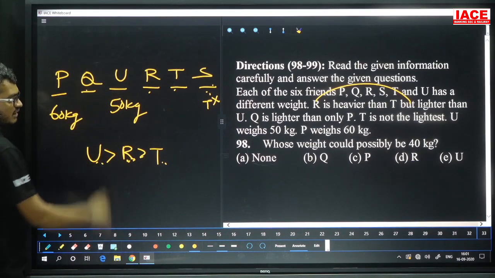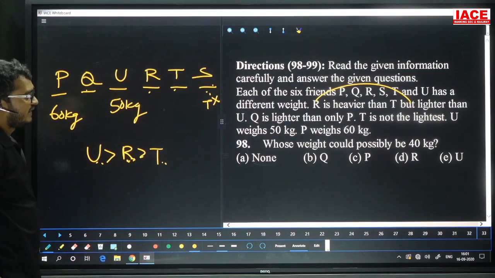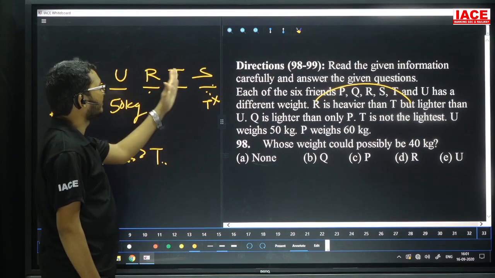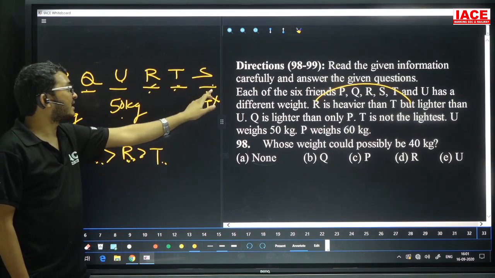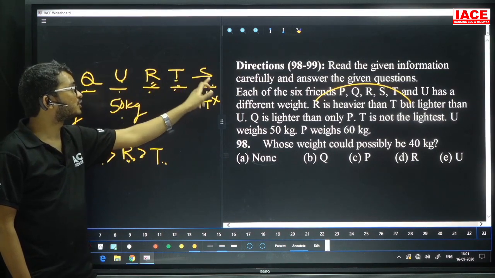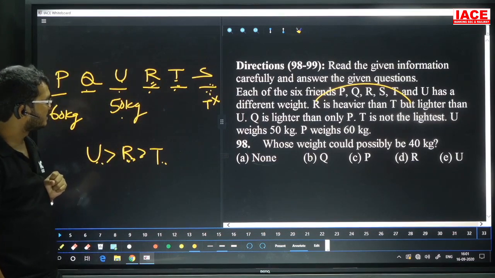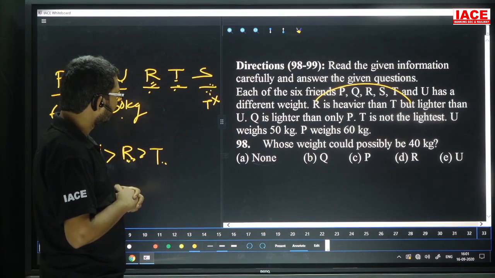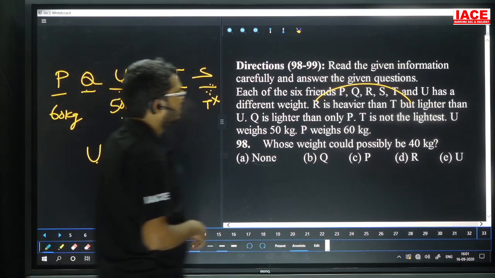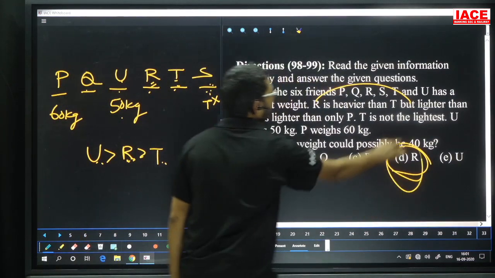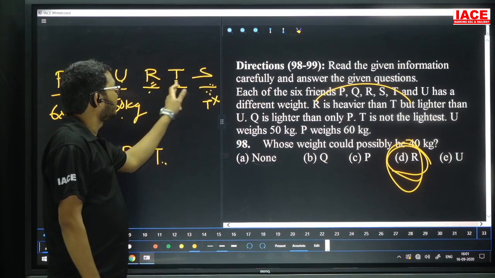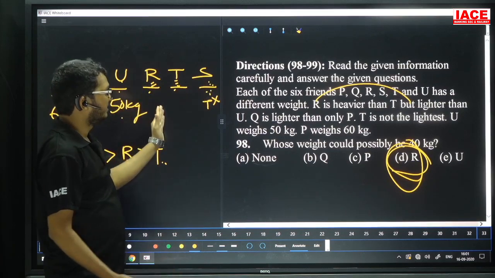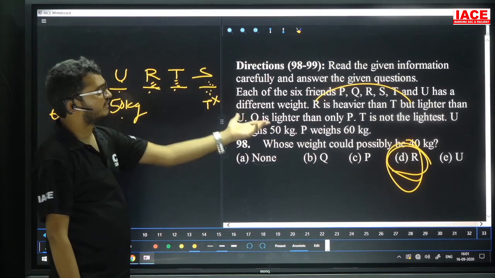Now take the question. Question number 98. Whose weight could possibly be 40 kg? Maybe R or maybe T or maybe S. Why? Because U is 50 kg, and R, T, S are lighter than U. That means these three possibilities are less than 50 kg. Check the options. They have given only R. So R's weight has a chance to be 40. So the answer is option D.